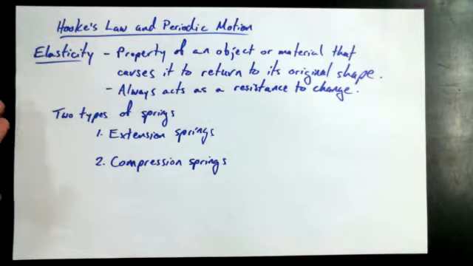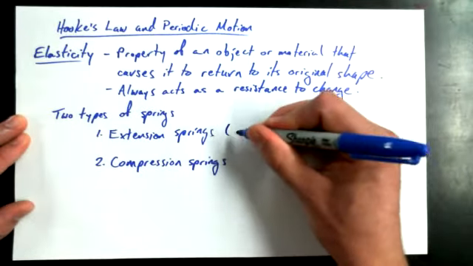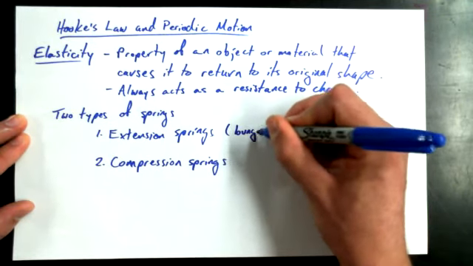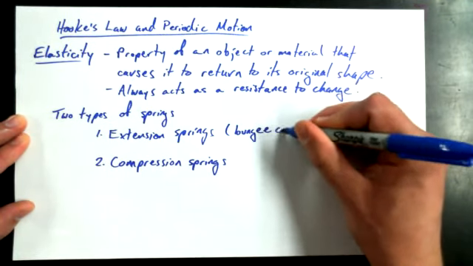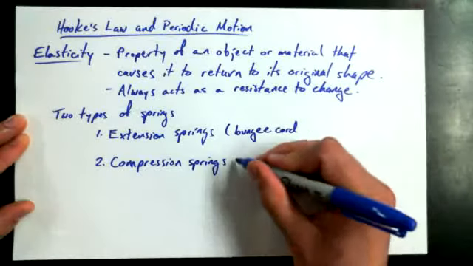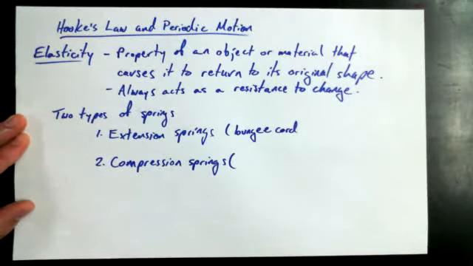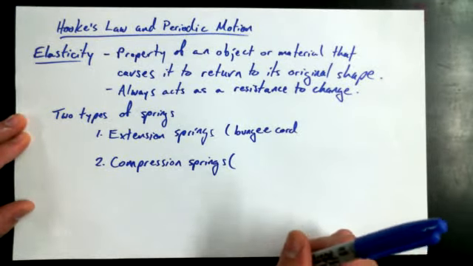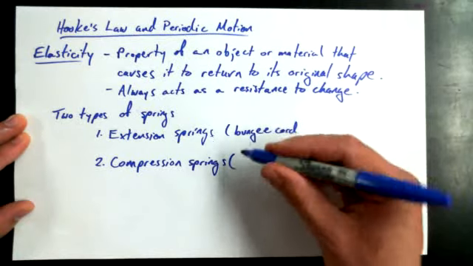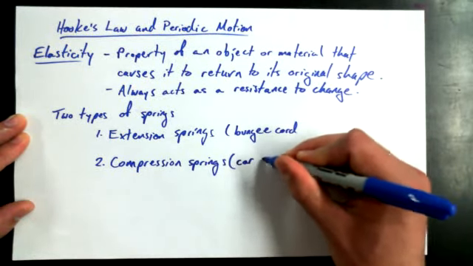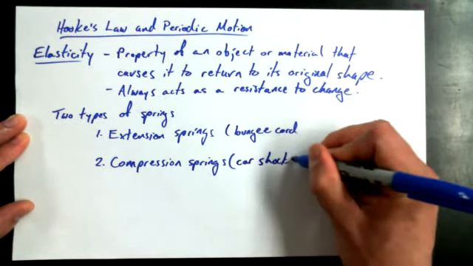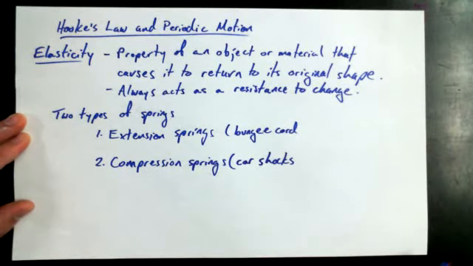Extension springs and compression springs. Quick. Of these two, which one's a bungee cord? Extension. Yeah. Of these two, which one is car shocks? Compression. Maybe, assuming that they're not pneumatic types, but yeah, if they're springy types, car shocks. Can you think of another example of an extension spring?